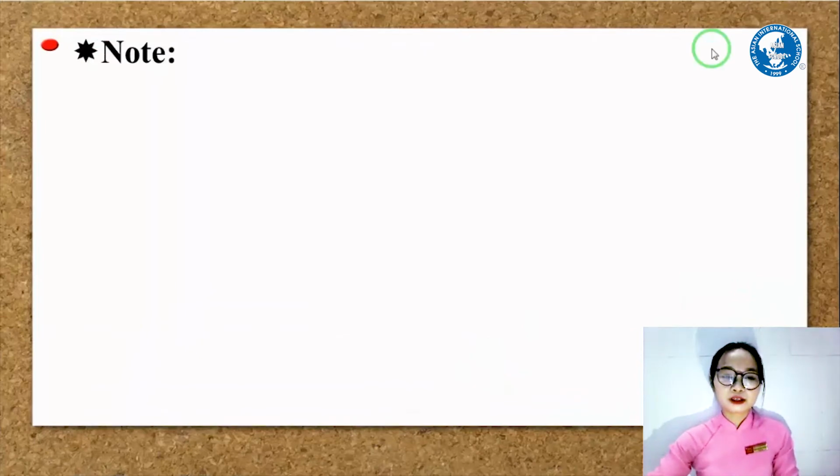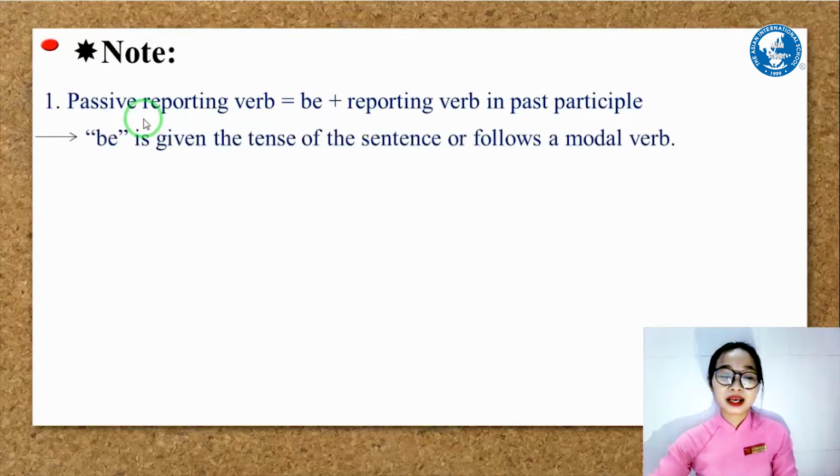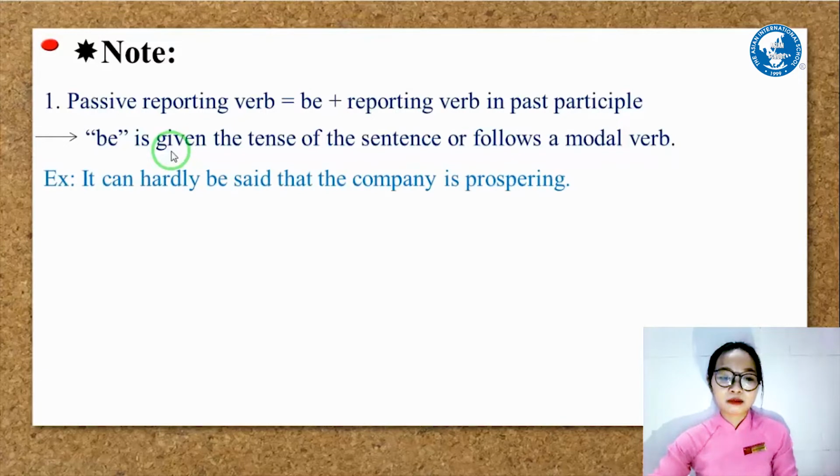There are some notes that you need to pay attention. Number 1. Passive reporting verb is be, go with reporting verb in past participle form. So, be is given the tense of the sentence or follows some other verb. For example, it can hardly be said that the company is prospering. In this sentence, be follows modal verb can.